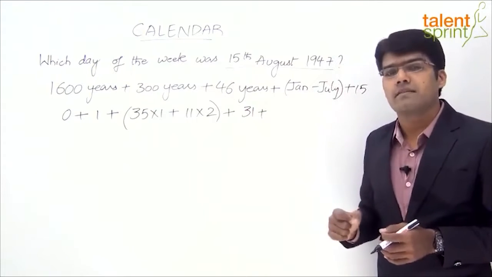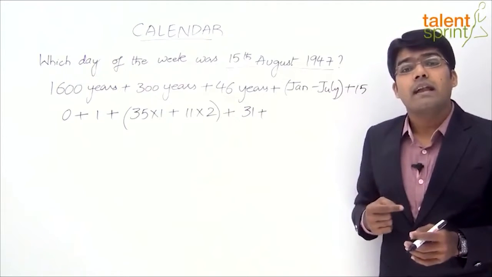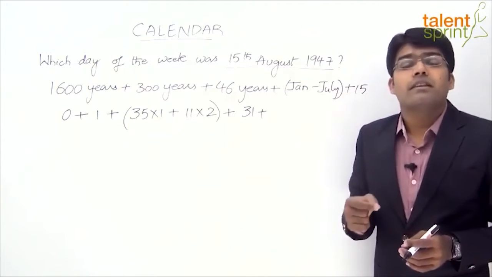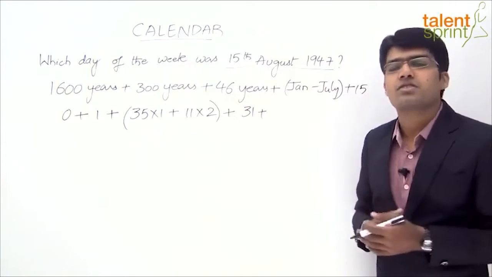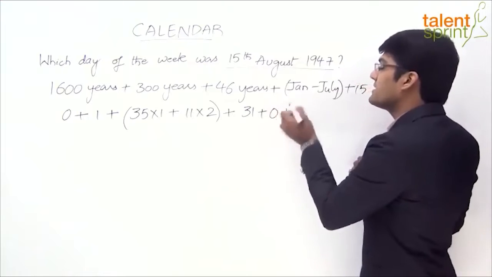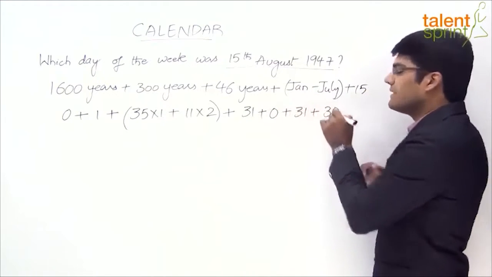February 1947. Was it a leap year? No. 1947 was an ordinary year. And the month of February of any ordinary year will have only 28 days, which means 0 odd days. So 0. Then comes the next month, March, which will again have 31 days. Then comes April, 30 days.